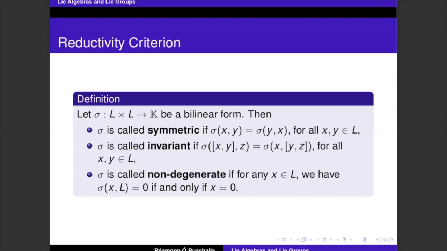And here you see the definition carries over non-degeneracy directly. Okay, so we say a bilinear form sigma is non-degenerate if for all x in L, sigma of x and L is equal to zero if and only if x is equal to zero. Okay. The if is obviously trivial because it's a bilinear form.